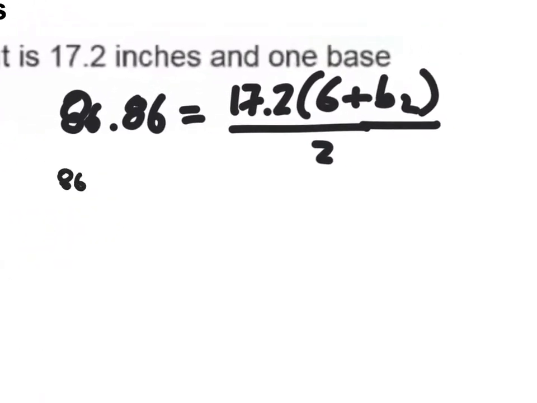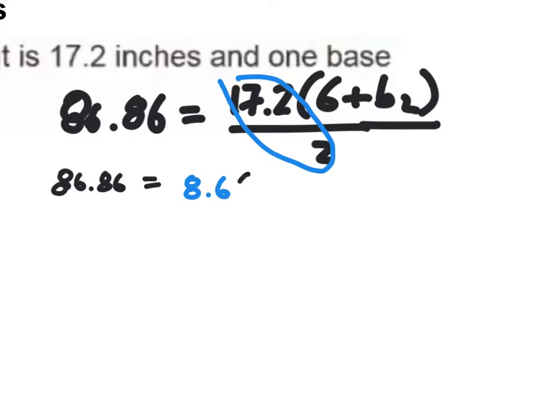I'm going to write 86.86 is equal to, and I'm going to do this. I'm going to take my 17.2 and divide that by 2. Okay, I'm going to do this division right here. And that's actually going to give me 8.6. So 17.2 divided by 2 gives me 8.6, okay? And then I'm going to multiply that by 6 plus b sub 2.